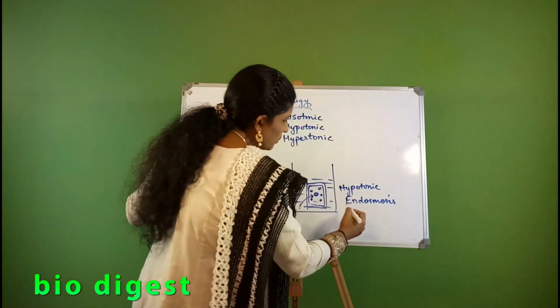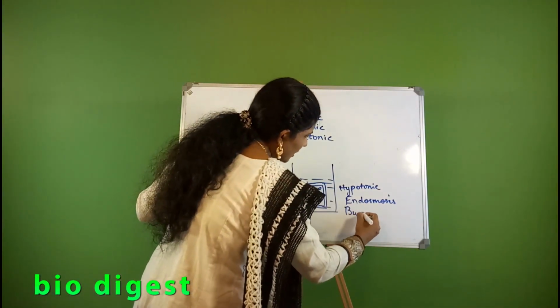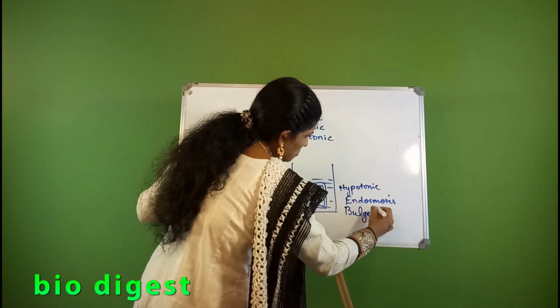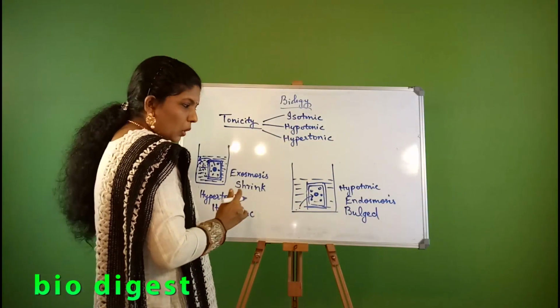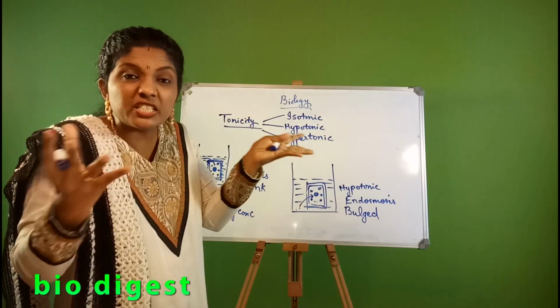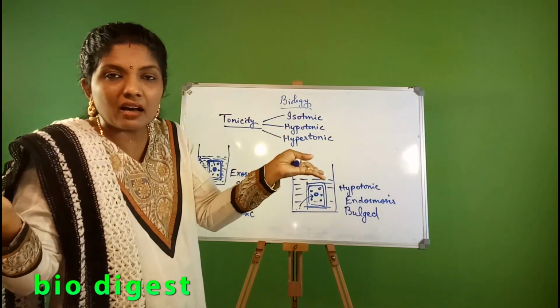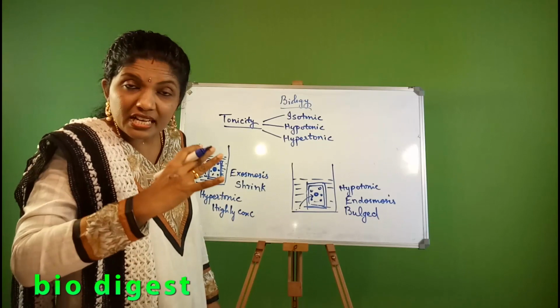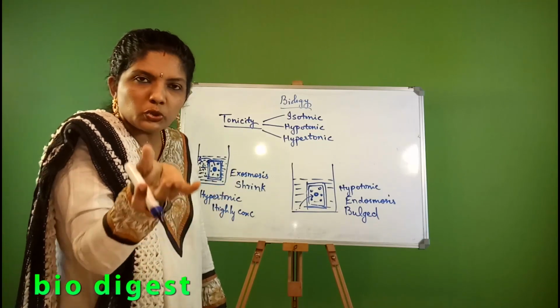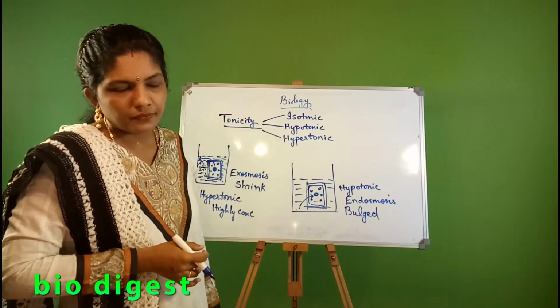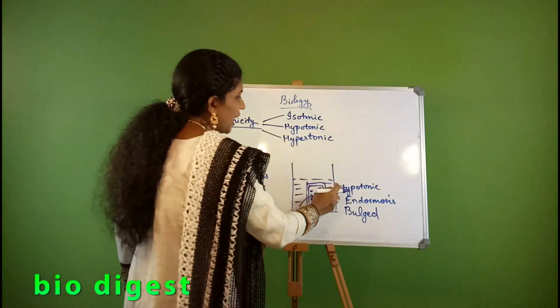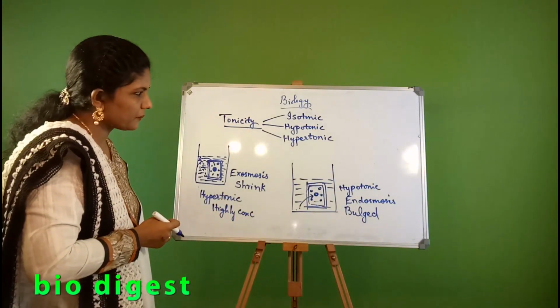As a result, what will happen to this plant cell? The plant cell will get bulged, or at maximum it will become turgid. Turgid means this enlarged condition. The cell will become enlarged due to the entry of water. That is what actually happens in hypotonic solution.